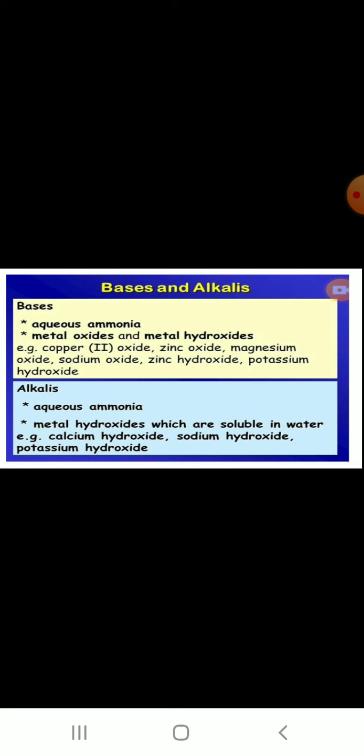Alkalis means aqueous ammonia and metal hydroxides which are soluble in water. This is the slight difference: bases which are soluble in water are called alkalis. Calcium hydroxide, sodium hydroxide, potassium hydroxide are called alkalis.